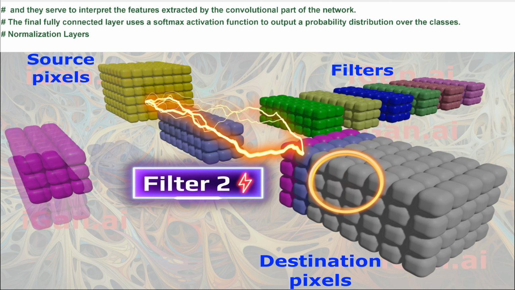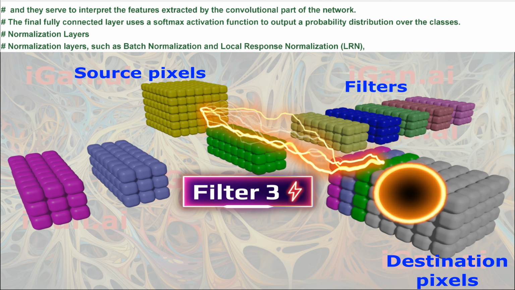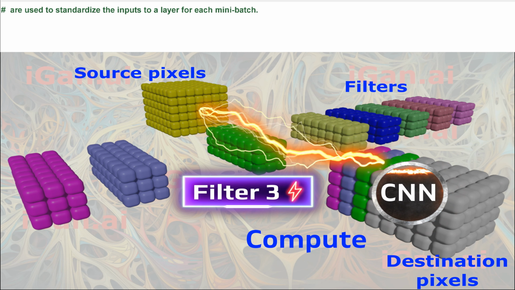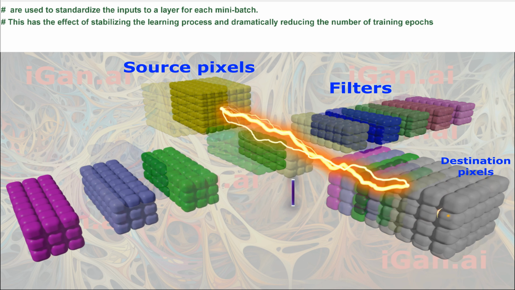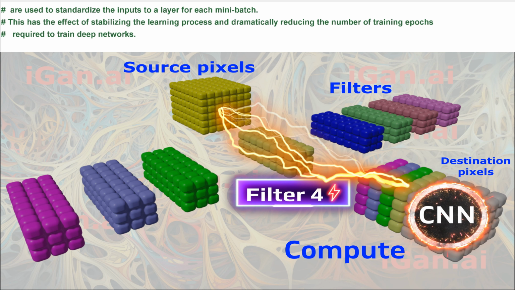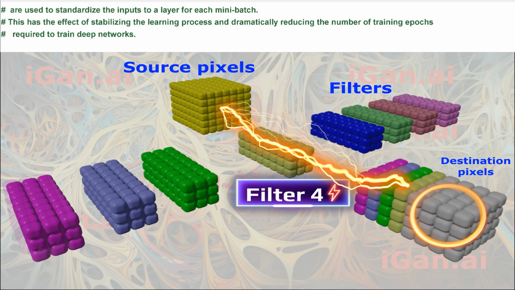Normalization layers. Normalization layers, such as batch normalization and local response normalization, LRN, are used to standardize the inputs to a layer for each mini-batch. This has the effect of stabilizing the learning process and dramatically reducing the number of training epochs required to train deep networks.